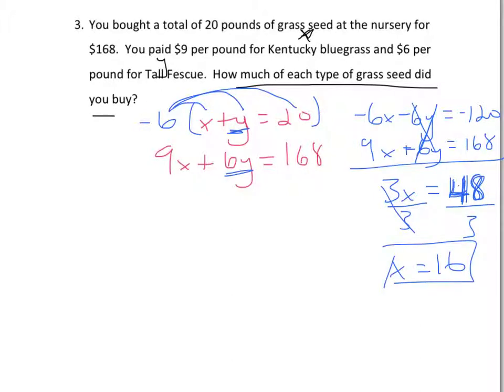Now once you get to 16, you know that x plus y has to equal 20. So what do you need y to be in order to add them up to equal 20? Well, y equals 4. So you need 4 pounds of the tall fescue and 16 pounds of the Kentucky bluegrass. And that's it.